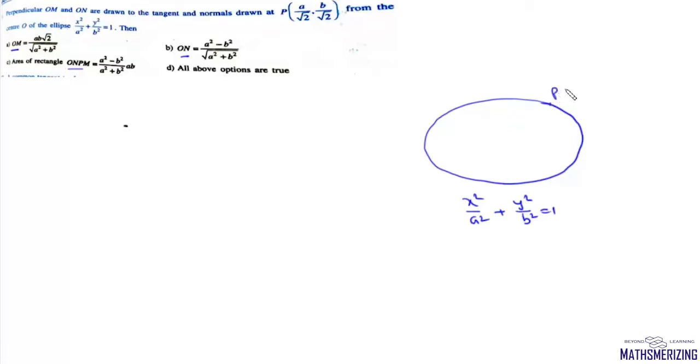Then which of the following option is correct? So we'll draw this ellipse. So this is x square upon a square plus y square upon b square equals to 1. And then at a point P, whose eccentric angle is pi by 4, so it is a by root 2 and b by root 2, we have drawn a tangent and a normal.